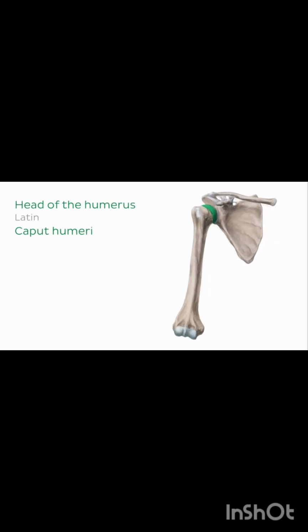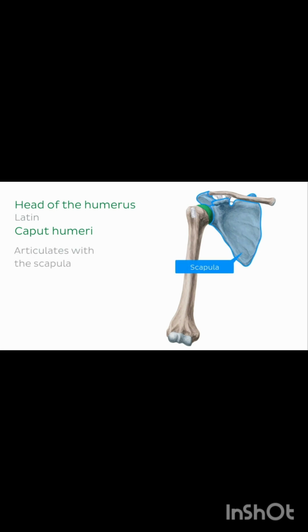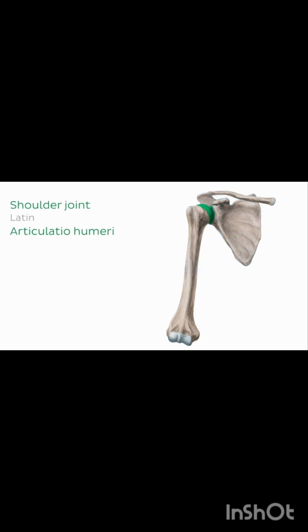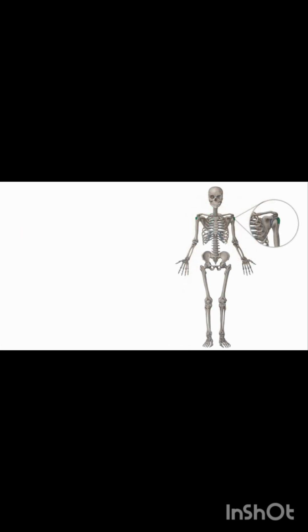If we zoom in a little, we can see that the head of the humerus articulates with the scapula, forming the structure we can now see highlighted in green, which is the shoulder joint. This joint is also known as the glenohumeral joint because the head of the humerus sits in the glenoid cavity of the scapula. Now back to our lovely skeleton here.